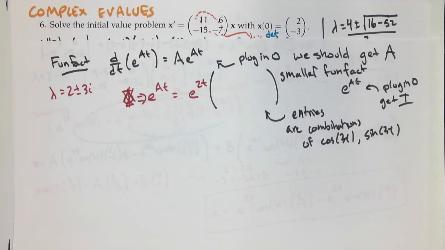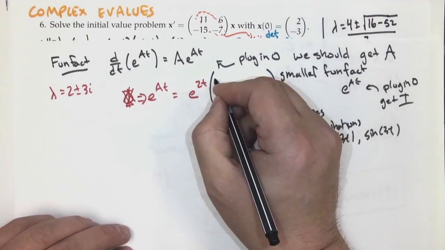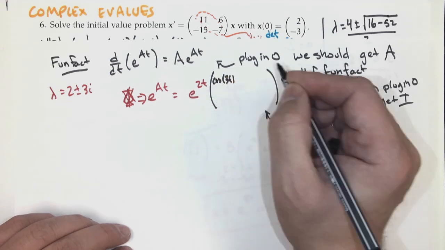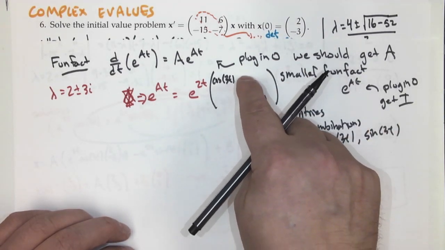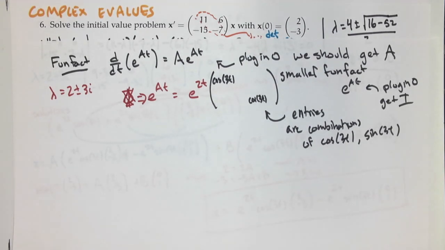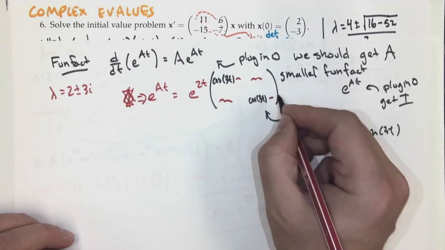What happens when you plug 0 into cosine? You get 1. What happens when you plug 0 into sine? You get 0. Good. Now, we know when we plug in 0, we need to get the identity. So where can the cosines show up? They can only show up here, and they have to show up as a single cosine. So there's a cosine 3t and a cosine 3t. But the sines I don't know yet. But so far, so good. And I've run out of space, so there's going to be more here, more here, more here, more here.